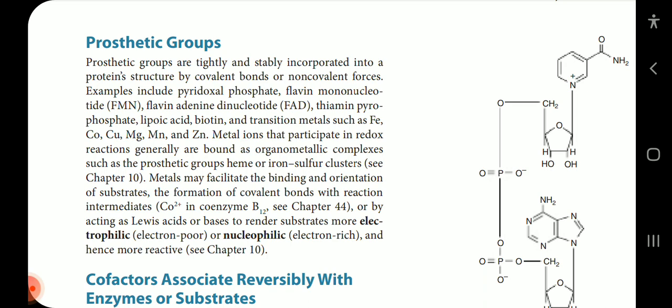Metal ions that participate in redox reactions generally are bound as organometallic complexes such as the prosthetic groups heme or iron-sulfur clusters. Metals may facilitate the binding and orientation of substrates, the formation of covalent bonds within reaction intermediates, for example by coenzyme B12, or act as Lewis acids or bases to render substrates more electrophilic (electron poor) or nucleophilic (electron rich), and hence more reactive.